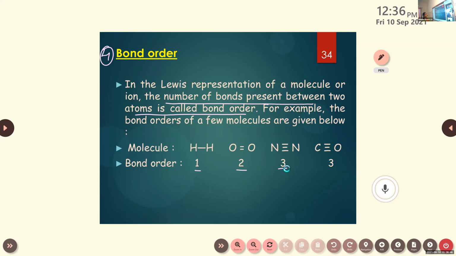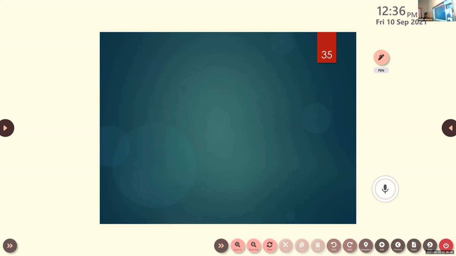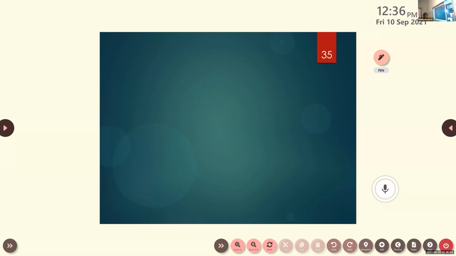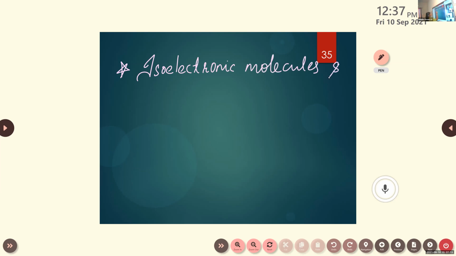Have you completed, children? Yes. Then one more thing, that's about isoelectronic species. Isoelectronic molecules or ions have the same bond order. So you can note this point: isoelectronic molecules and ions have the same bond order.